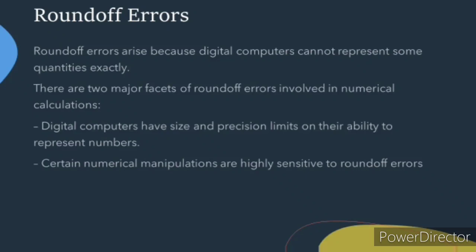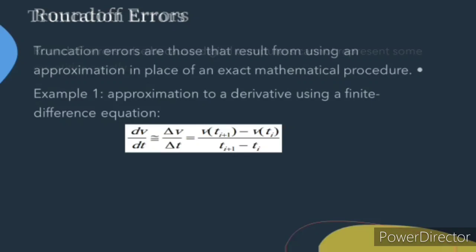And the round-off errors. Round-off errors arise because digital computers cannot represent some quantities exactly. There are two major facets of round-off errors involved in numerical calculations. Digital computers have size and precision limits on their ability to represent numbers. Certain numerical manipulations are highly sensitive to round-off errors.